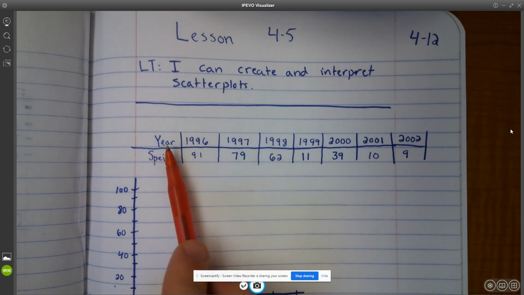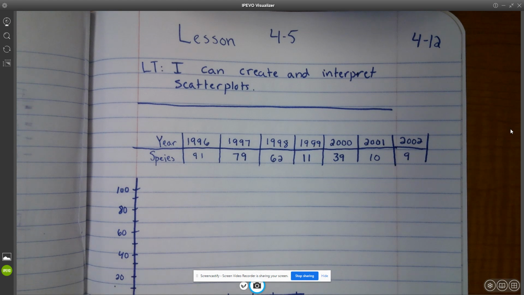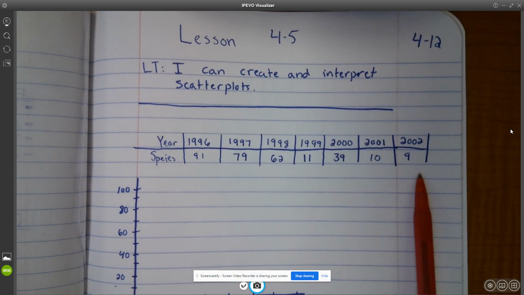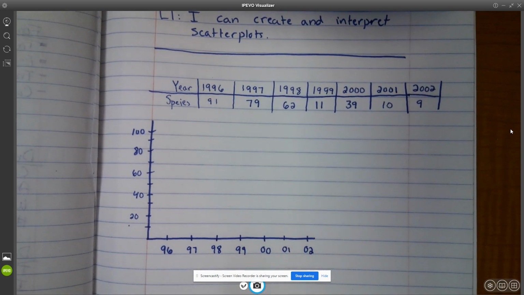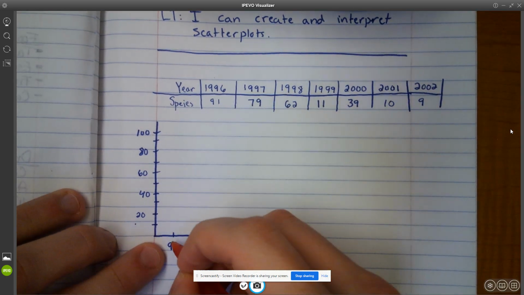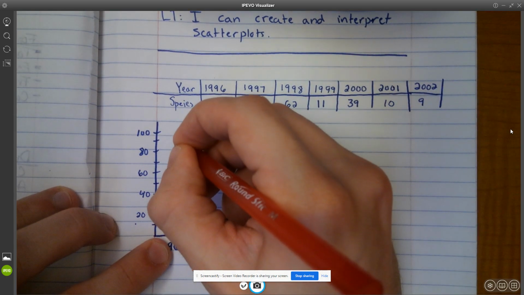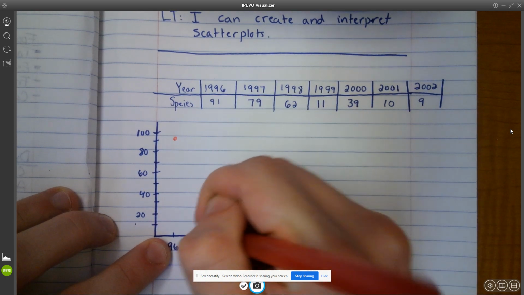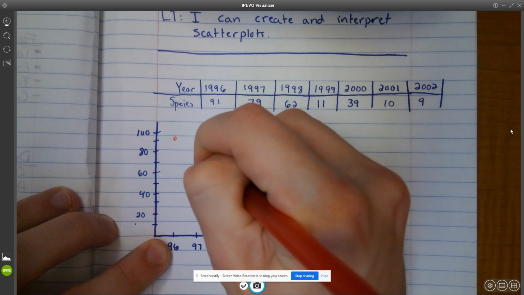Here I have a table of years and species. This has to do with endangered species. So the years here and species right here. It's usually good to have time on our x-axis, just something to remember. So in 96, there were 91, and up to about 91. Make myself a dot. 97, there was 79, so just under 80.